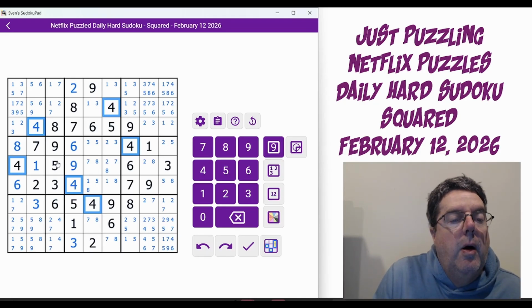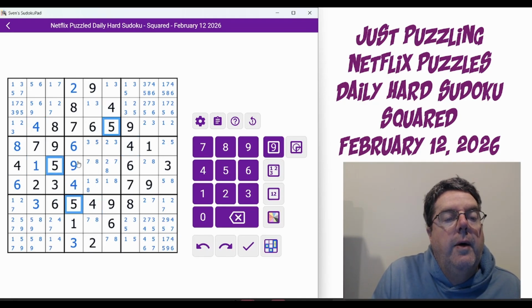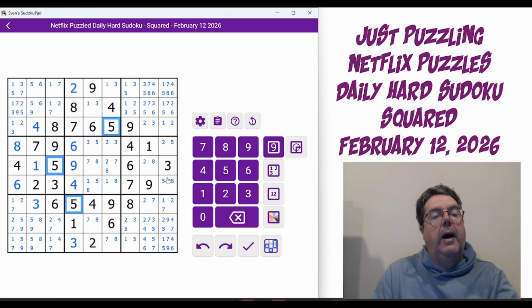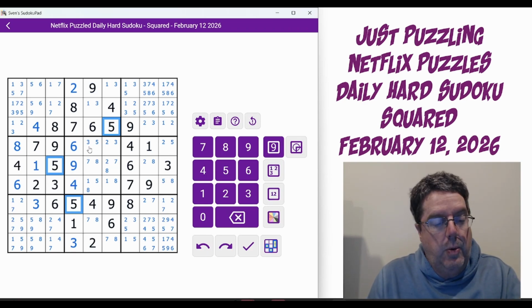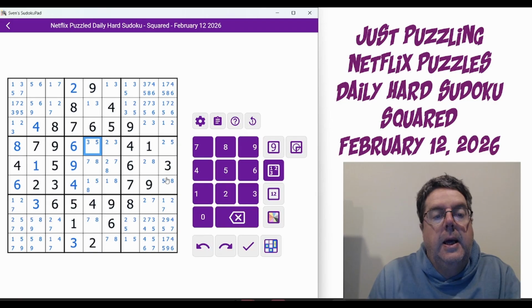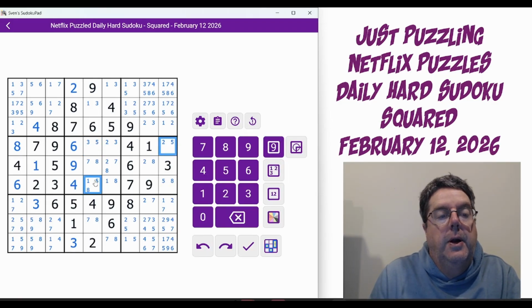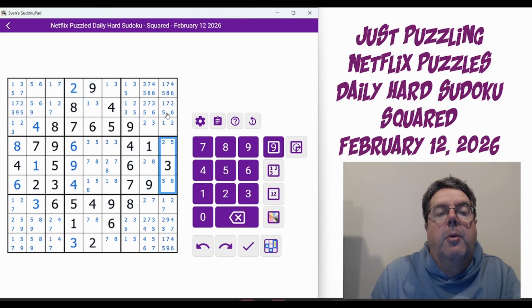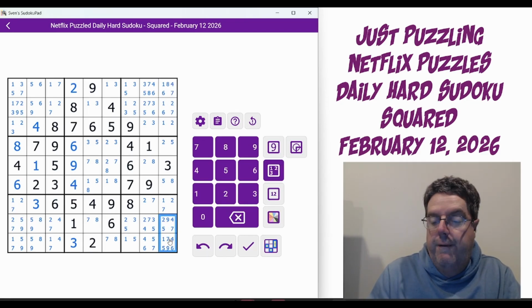Okay. 5. 5 can be here and here. 5's here and here. Okay, so what we do have is we have a square. So 5 can be here and here. 5 can be here and here. So they're the two places that 5 can go. So that means that in this column here there can't be any more 5s, and in this column here there can't be any more 5s. So they can't be a 5, and they can't be a 5.